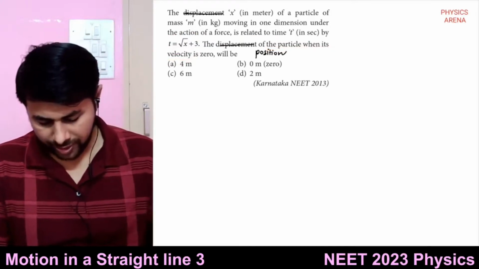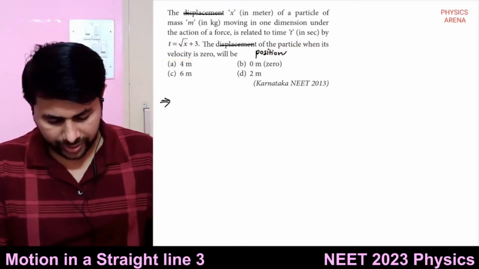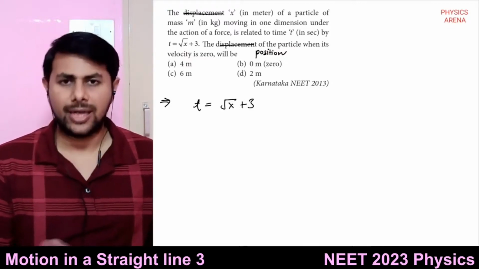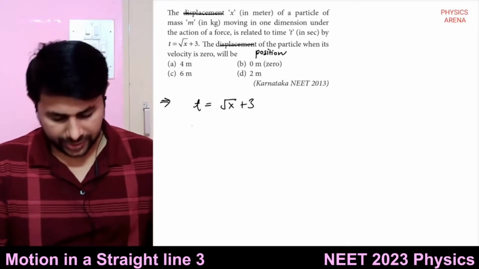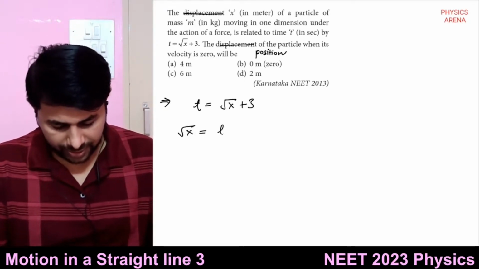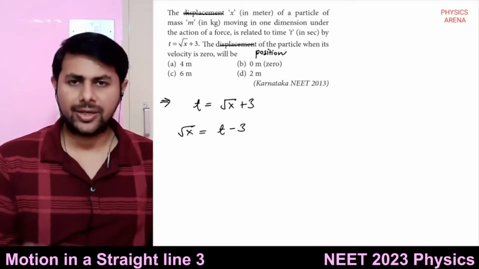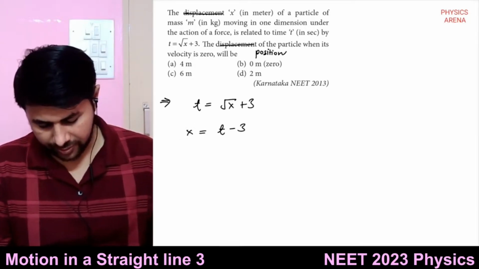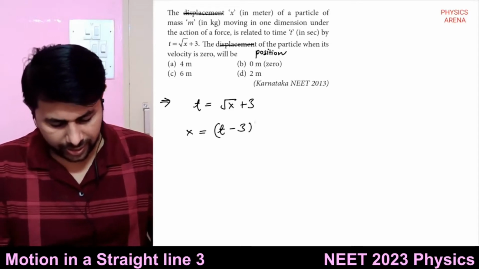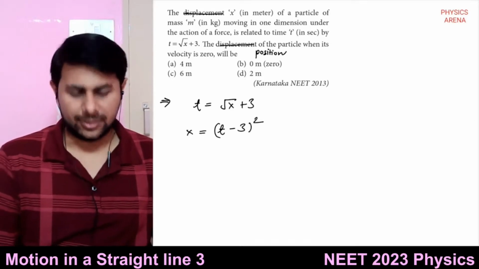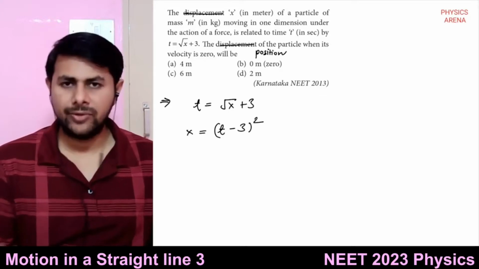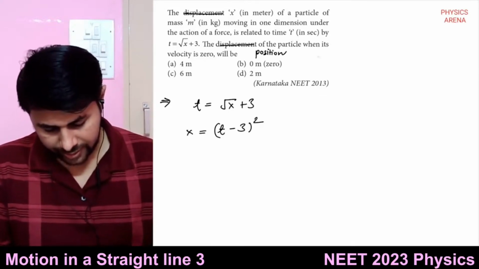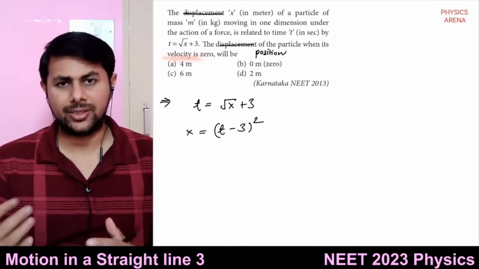So first of all we have to convert this relation. So t is equal to square root of x plus 3 can be written as square root of x is equal to t minus 3, and then we can take square on both sides. So we get x is equal to square of t minus 3. After that we can find out its velocity. In the question they are asking when velocity is 0.